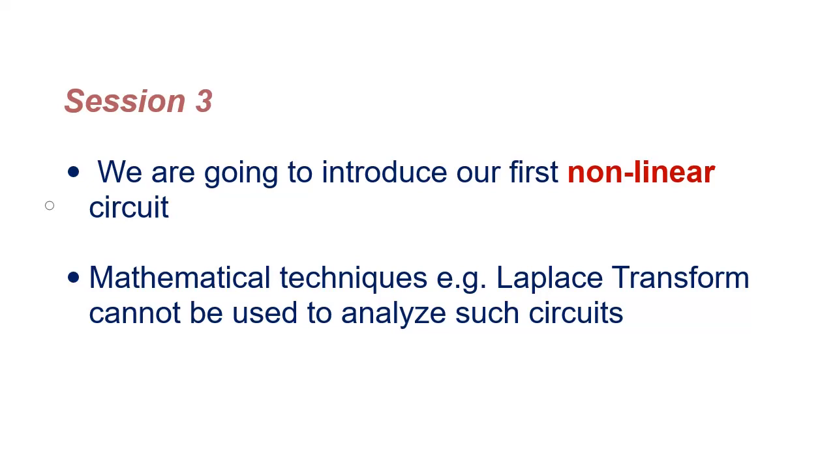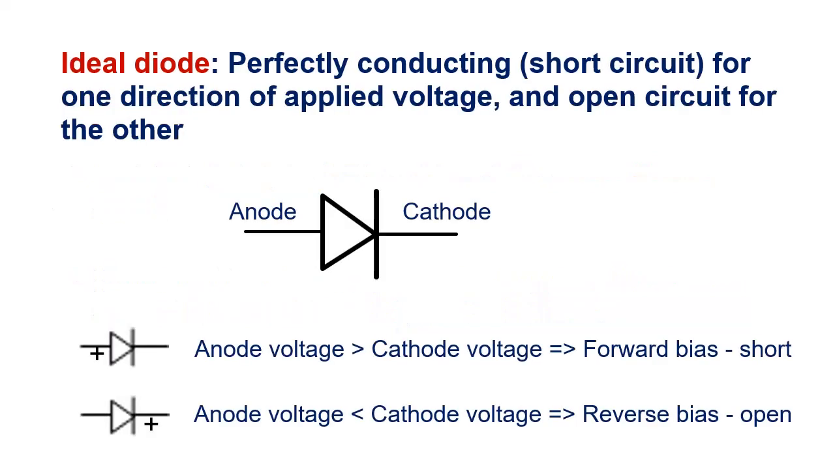In session 3 we will introduce our first nonlinear circuit. We would like to emphasize that mathematical techniques such as Laplace transform cannot be used to analyze such circuits. The first nonlinear circuit element we consider is an ideal diode. It is a two-terminal device like resistor, capacitor, or inductor.